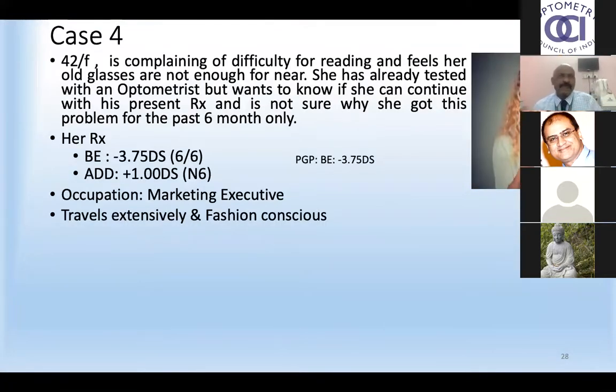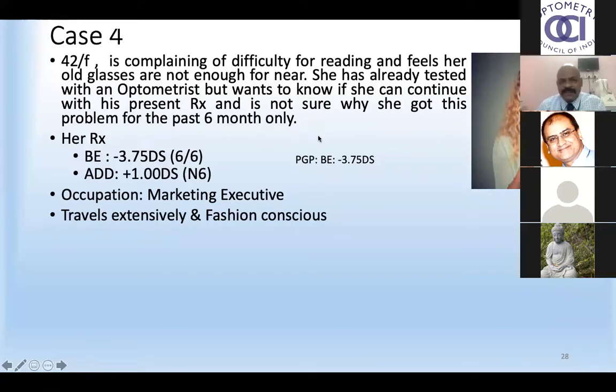So we have seen quite a bit: acceptance, denial, lifestyle, and different types of designs. Now let's see everything together in this particular case. This patient is a 42-year-old female complaining of difficulty reading, and she feels her old glasses are not enough for her. She has already been tested by an optometrist but wants to know if she can continue with her present glasses, and is not sure why she got this problem only in the past 6 months.